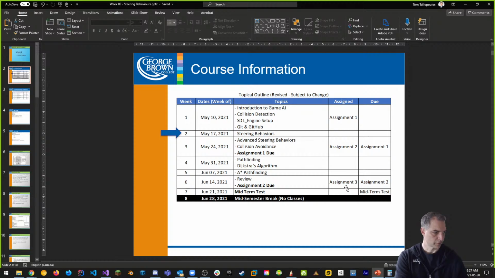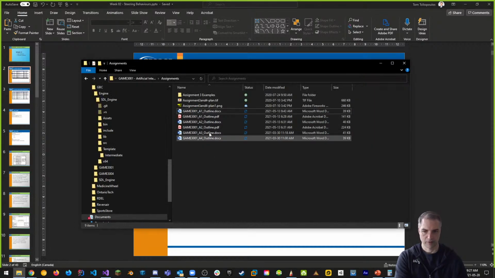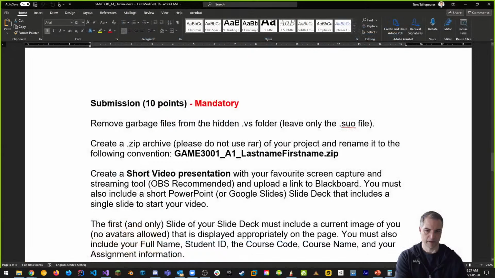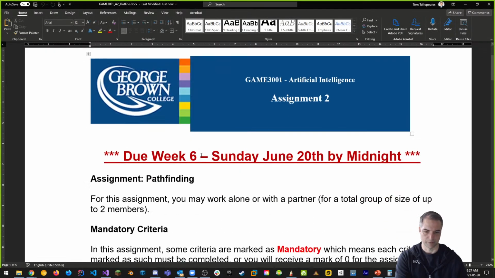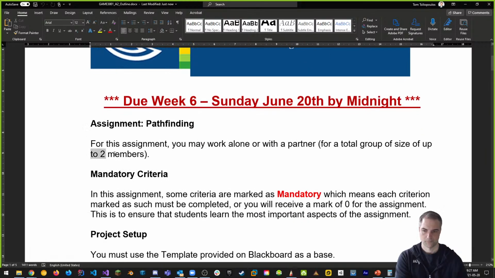How many people can be in one group? Well, let's take a look at the assignment details. If you look at the assignment details for A2, as an example, if I'm not wrong, you have a choice of you and a partner, so a group of 2. 2 members. So that means you and 1 other person for assignment 2.